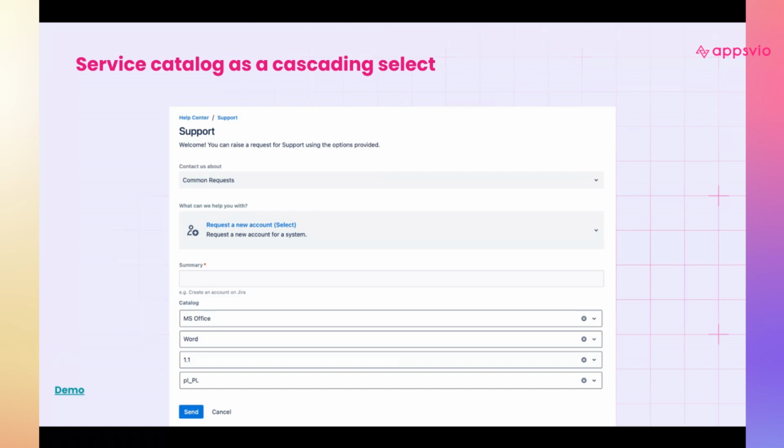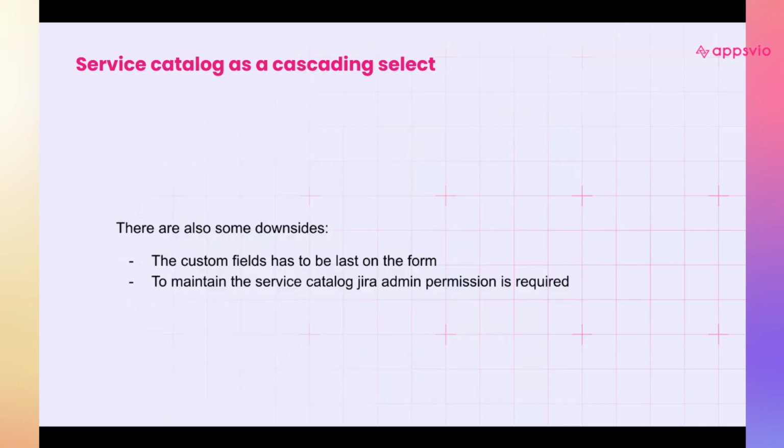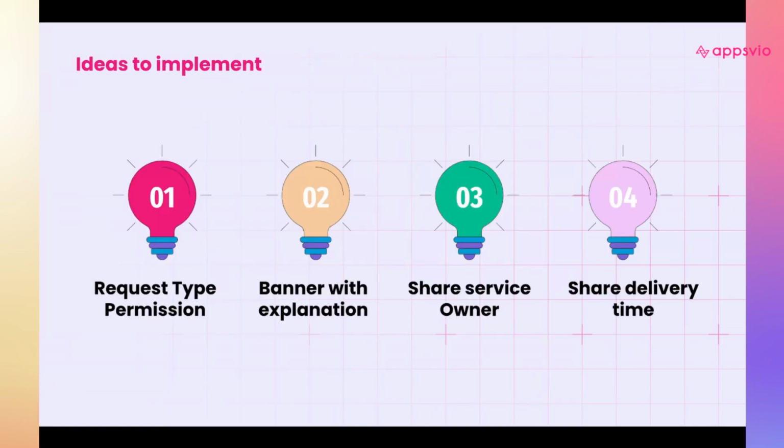You saw the 4 options for the service catalog. So let's take a look at another 4 ideas that I prepared for you, and I think they are very, very cool. So let's see what we have.